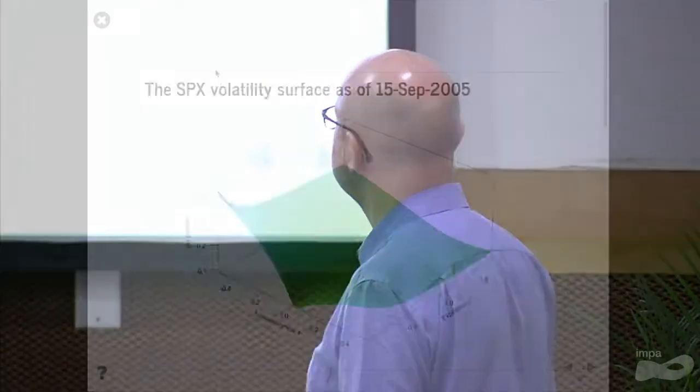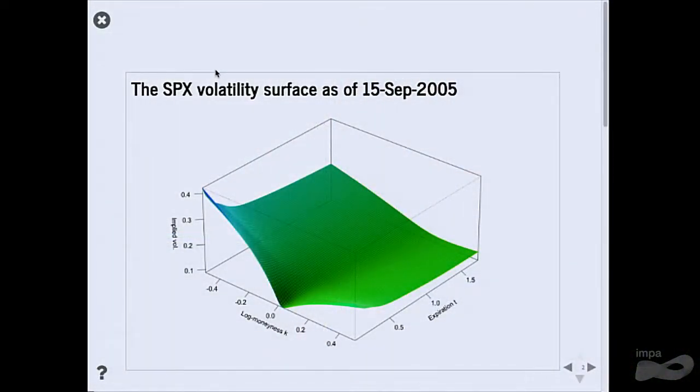So this is like the holy grail for traders in Chicago. Let's say, how can we take high frequency data as an input and spit out the fair shape of the volatility surface as an output? And I hope to convince you that this is indeed possible.